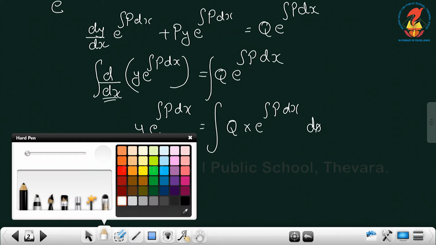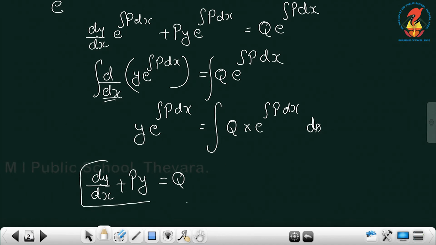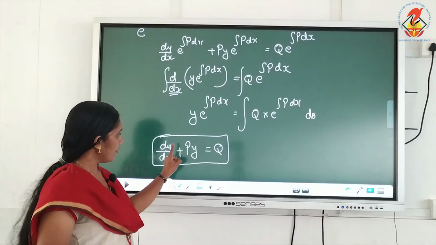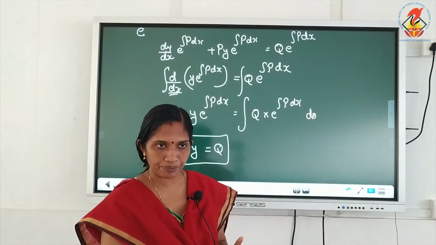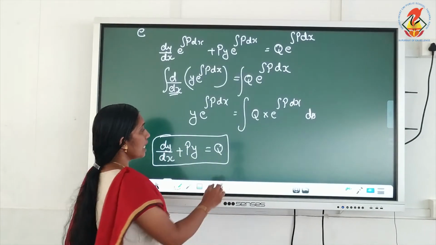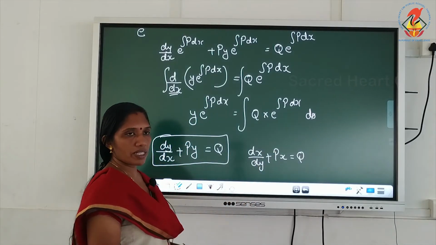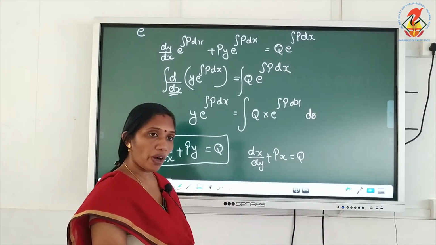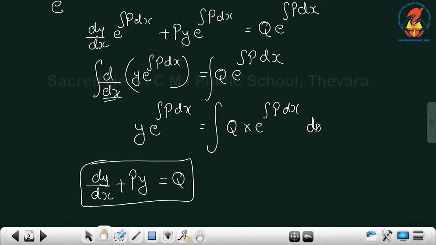So, once again, a differential equation of the form dy by dx plus py is equal to q is known as linear differential equation, where p and q are either constants or functions of x only. There is another type of linear equation, that is dx by dy plus px is equal to q. Here p and q are constants or functions of y only, but this type of equation has been deleted from your syllabus, so you don't need to learn it, only this type you have to learn.